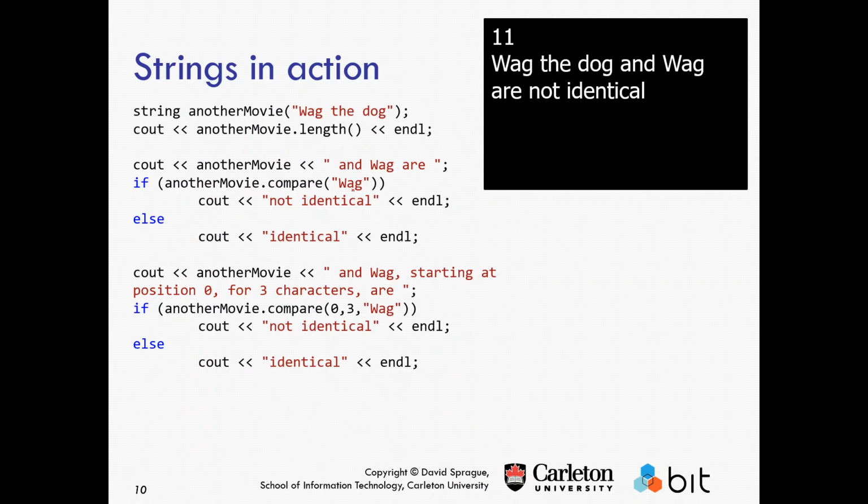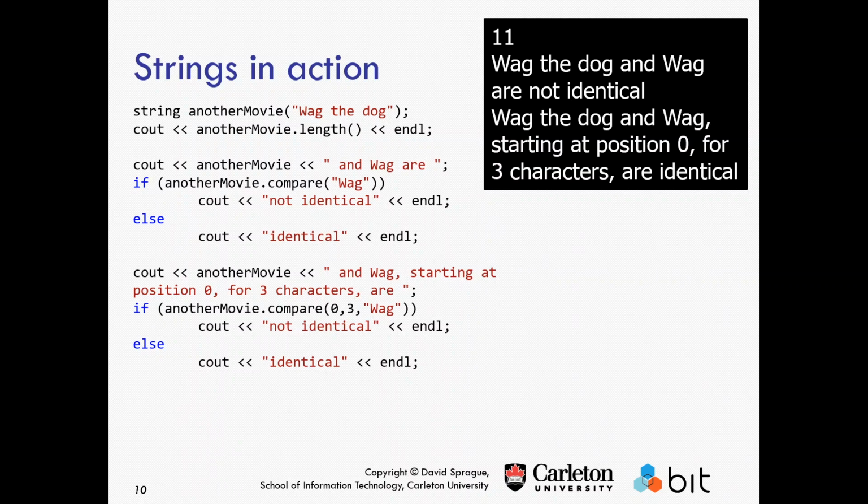We can do another movie and Wag starting at position 0 for 3 characters. So we can do a comparison starting at position 0, only 3 characters, and this is only 3 characters. This should now be identical. The first 3 characters are the same between Wag the Dog up here and Wag down here. Those two things are identical to one another, right? So I would expect it to say identical now.